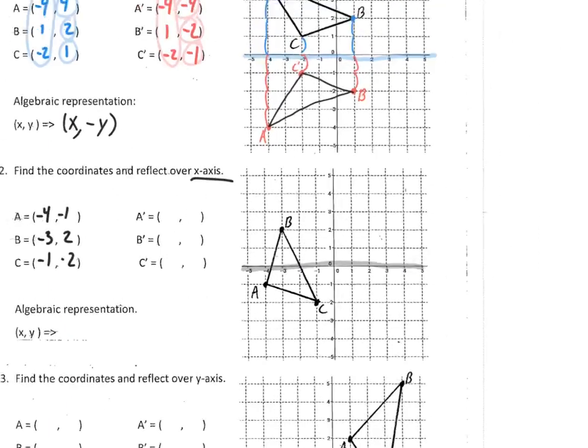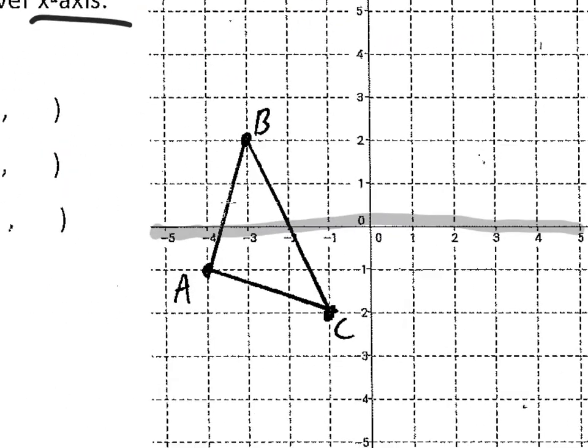So I'm going to do it how I did before. We did the original with blue. I'm going to count how far away A is from the x-axis. It's only 1 away, so A prime is also going to be 1 away. So there's A prime. B is 1, 2 away, so B prime is going to be 1, 2 away. There's B prime.